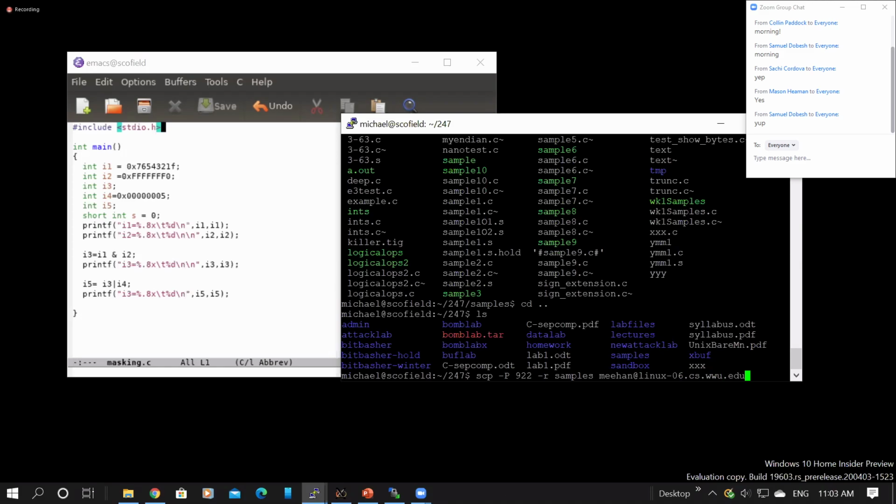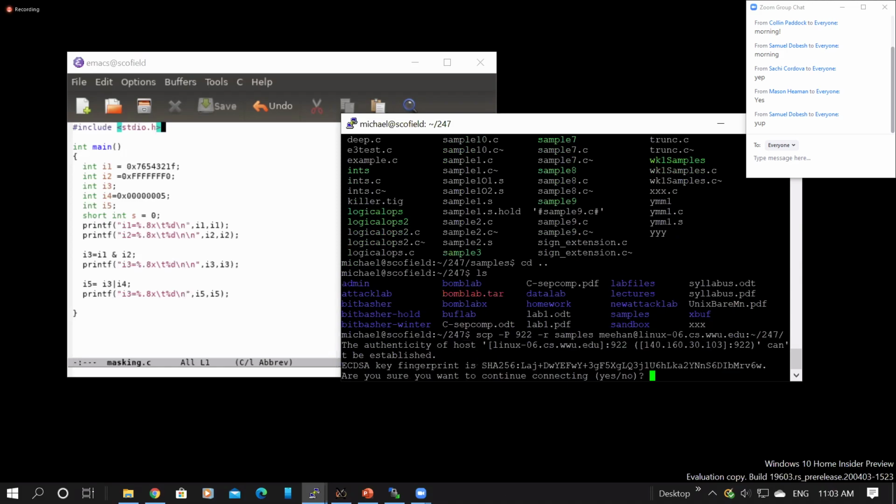And where I want to put it over there, the colon at the end says now I'm going to give you the path within that machine that I am going to. My home directory is, of course, always tilde. So under my home directory, I want to go down to a 247 directory. And then I'm going to put this samples directory and everything in it in there. There's already a samples directory over there, but it doesn't matter.